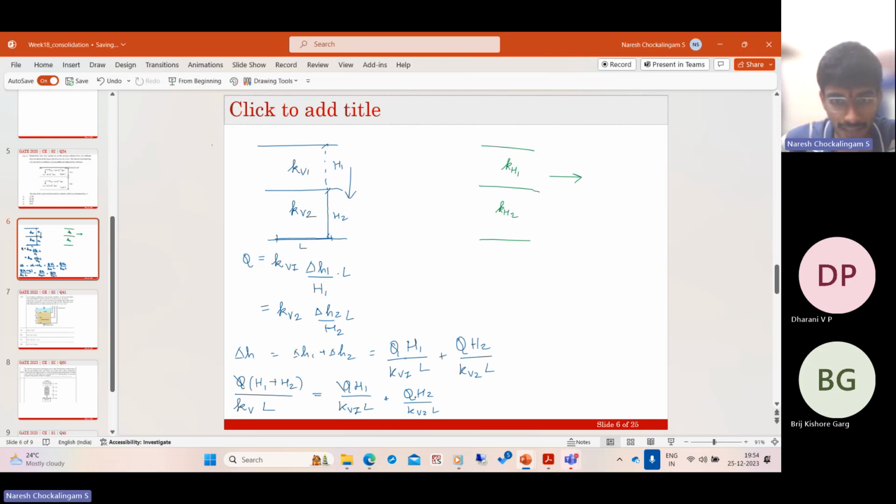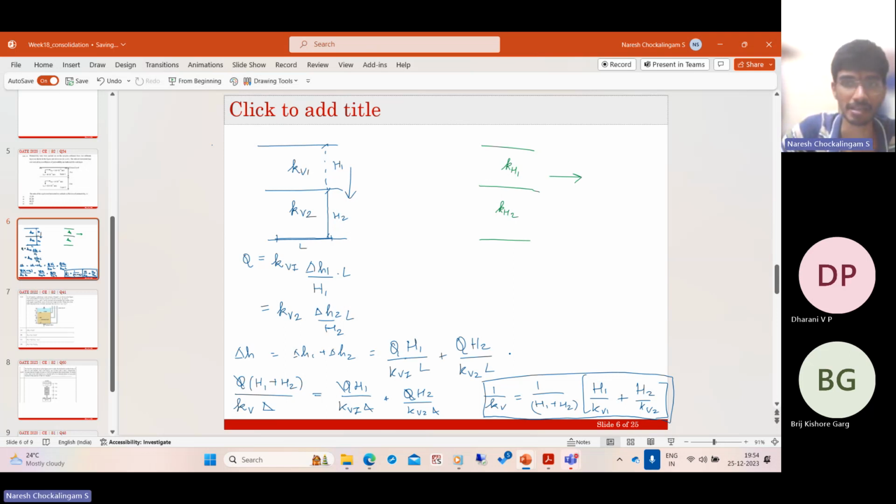So Q gets cancelled on all sides, and L gets cancelled as well. And then we have 1 by K vertical. The effective vertical permeability is nothing but 1 by H1 plus H2 into H1 by KV1 plus H2 by KV2. So this is nothing but the weighted harmonic mean of individual permeabilities. So the individual permeability is weighted by their flow length, right? So the effective vertical permeability is the weighted harmonic mean of individual permeabilities.